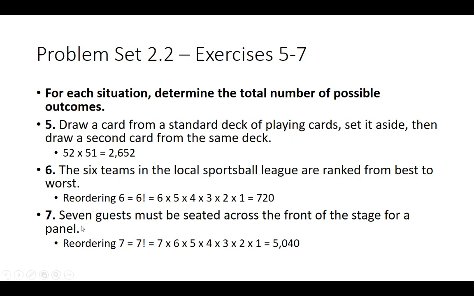Same thing with number 7. 7 guests must be seated across the front of a stage for a panel. So we're reordering 7. How many different ways can we do that? That's 7 factorial. So 7 times 6 times 5 times 4 times 3 times 2 times 1. 5,040 ways to reorder those 7 guests.